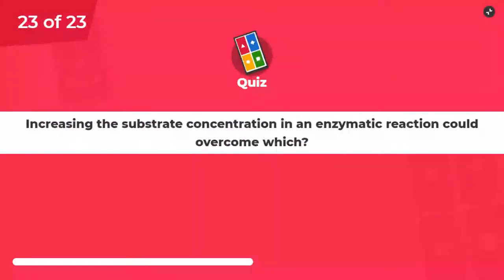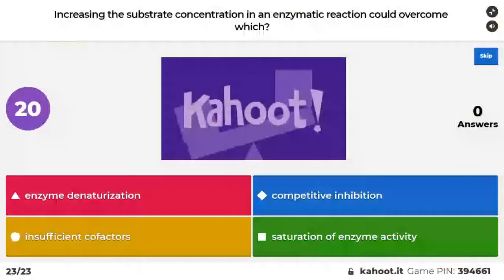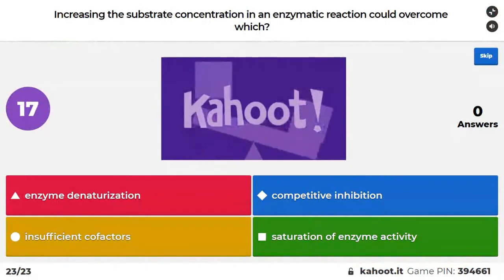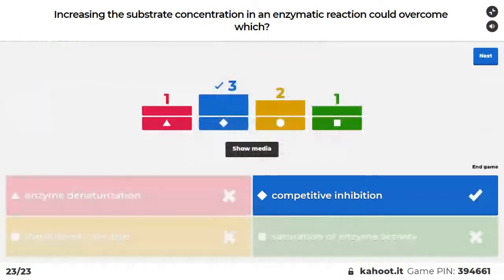Excellent. Okay. One last one. So increasing the substrate concentration in an enzymatic reaction could overcome which of these? And I won't ask this, but you can just take a guess. Good, competitive inhibition, that's right. Because the more substrate there is competing with the competitive inhibitor, the more that substrate will win out and change the reaction rate. But don't worry, it won't be on the test.